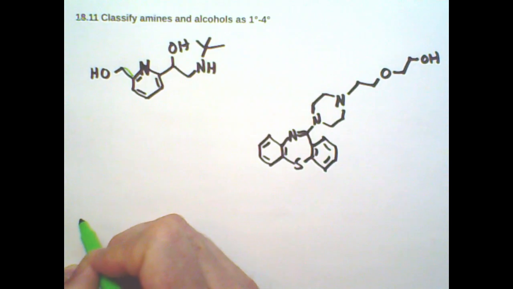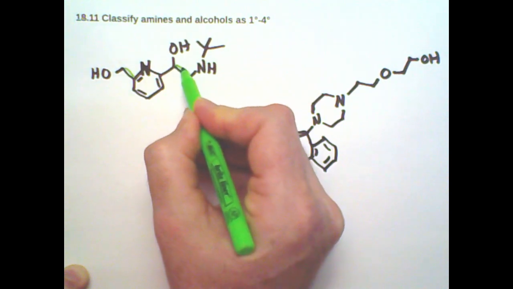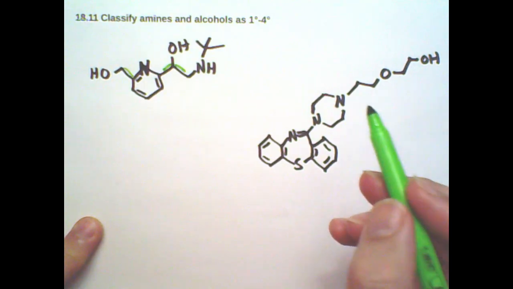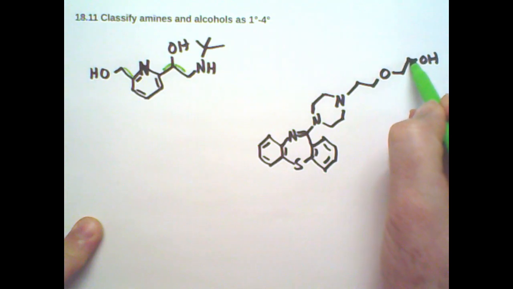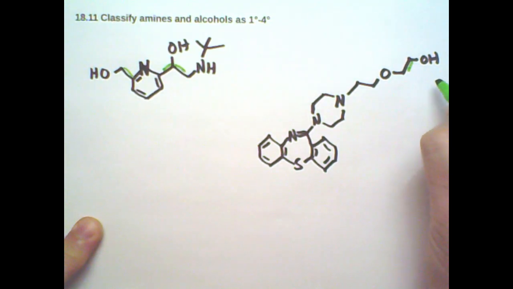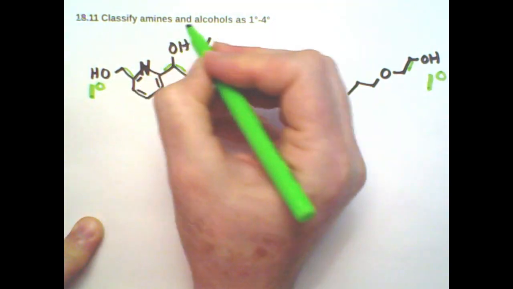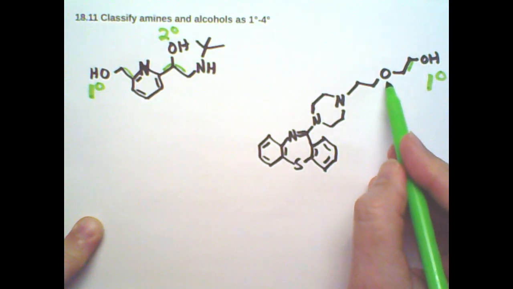going that way. This alcohol, start at the carbon, it's got 2 carbons attached. Come over here. This alcohol, start with the carbon, it's got 1 carbon attached. So we've got primary and secondary. We've got an oxygen here.